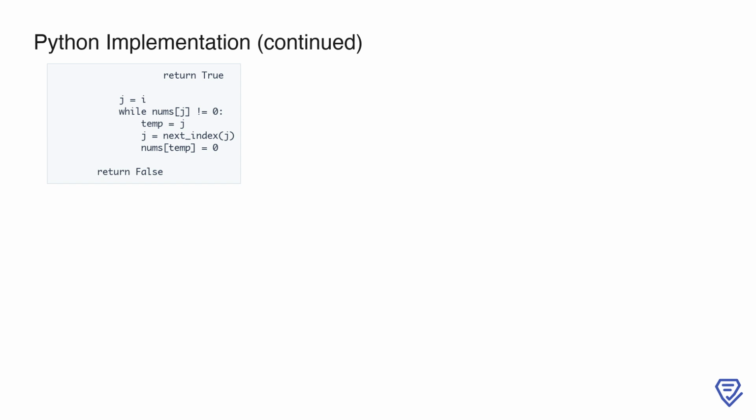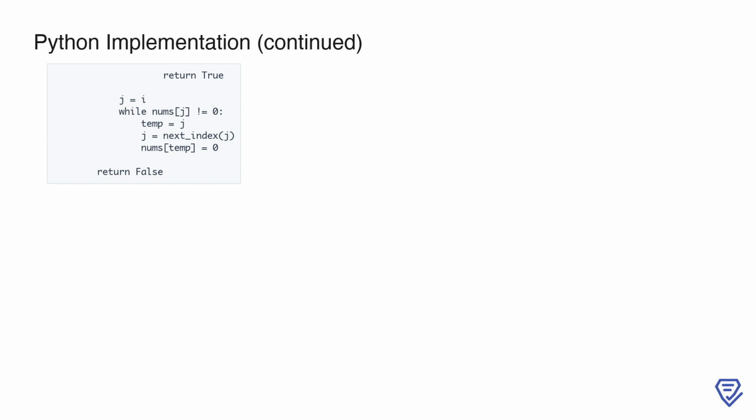Otherwise, we proceed to mark all elements in the current traversal path as 0 to prevent reprocessing these indices. This is done using a while loop, where we repeatedly calculate the next index from the current position, store it temporarily, and set the current position to 0. This effectively invalidates the visited path.